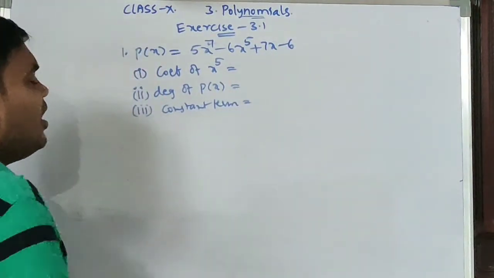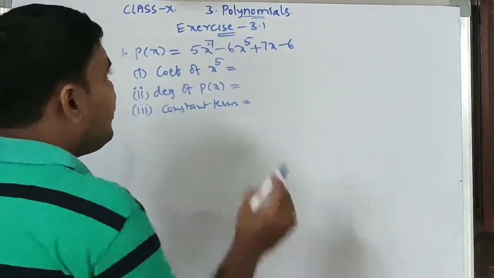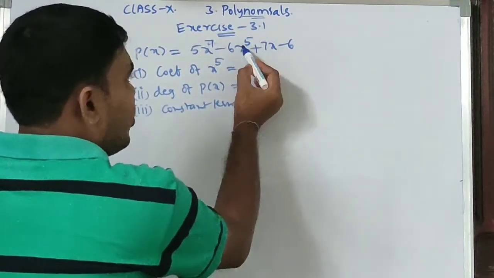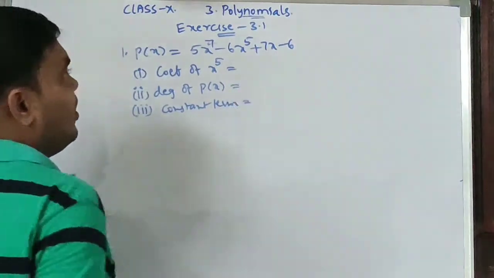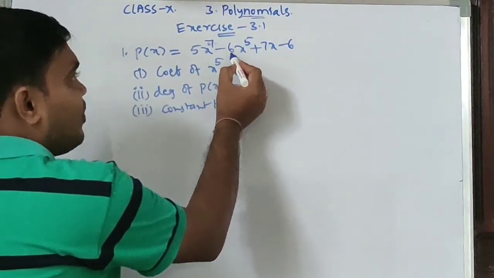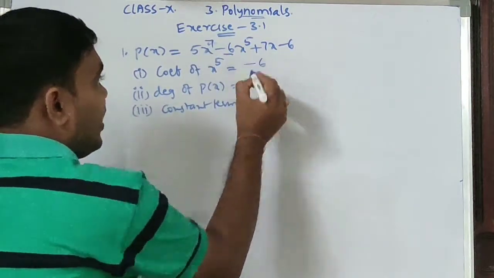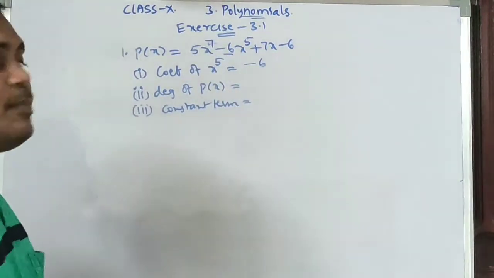Coefficient of x power 5. In this polynomial we have the x power 7 term, the x power 5 term, the x power 1 term and the constant. So, what is the coefficient of x power 5? It is 6, but not only 6, there is a minus before it. So, minus 6 is the coefficient of x power 5.